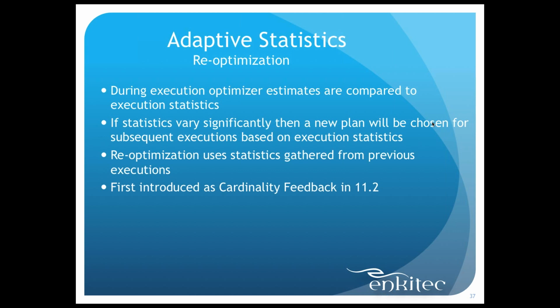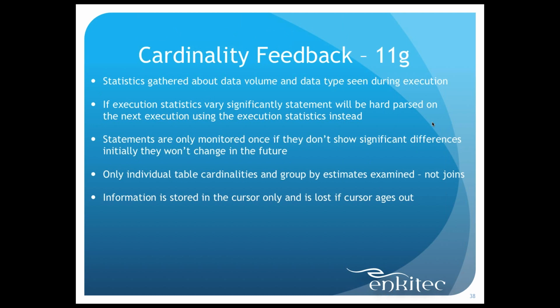However, the shortcoming with 11G was no persistence, and so the thing about 12C is that we do have the ability to persist that information. Just to back up on 11G, the statements were monitored once to show if significant differences existed, and they were limited to table cardinalities and group by estimates, but they couldn't deal with joins. And it was only stored with the cursor. So if the statement got flushed for any reason, you're going to lose the cardinality feedback stuff, and thus have to go through the painful process of rediscovering it.